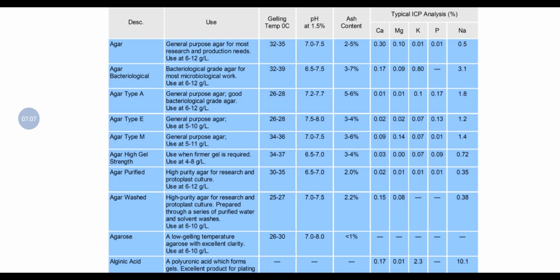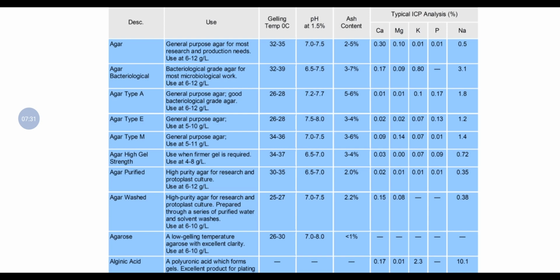That is also used in 6 to 12 gram per liter concentration. Gelling temperature is 30 to 35 degrees Celsius and pH is 6.5 to 7. The ash content is 2%, calcium 0.02%, magnesium 0.01 along with K, then P is also in the same concentration and sodium is in 0.35%.